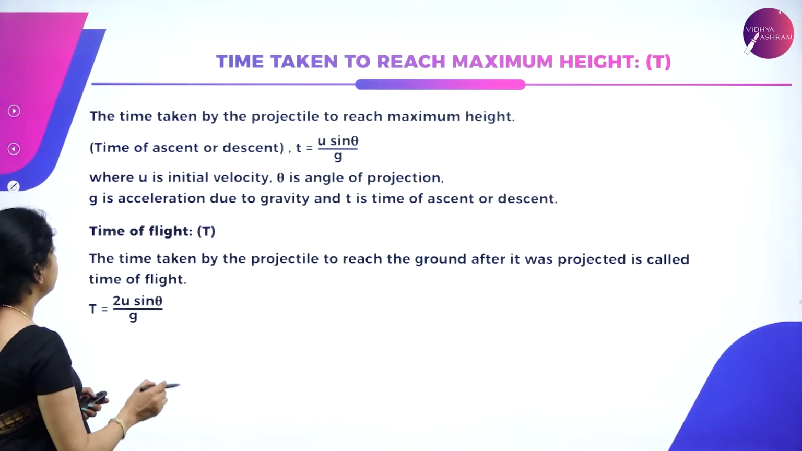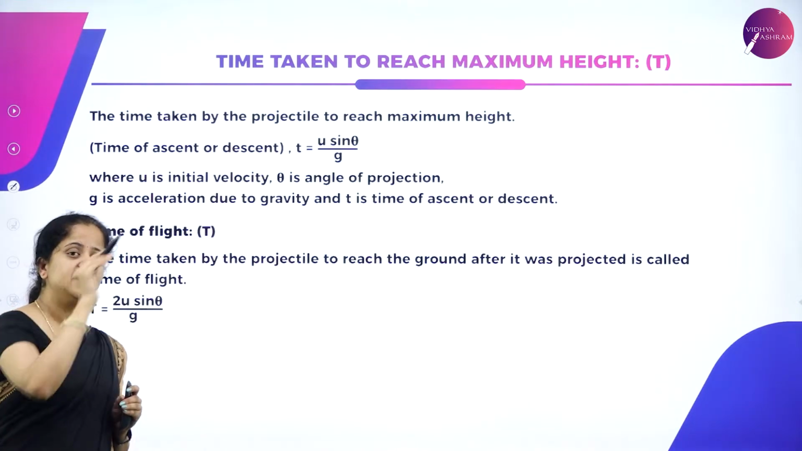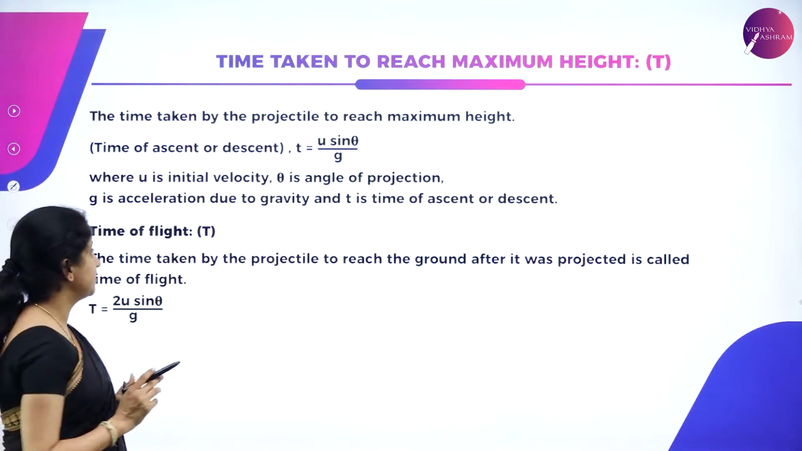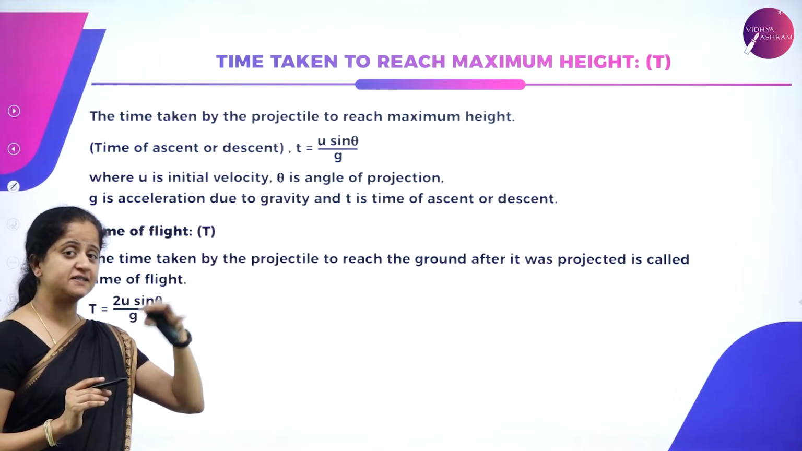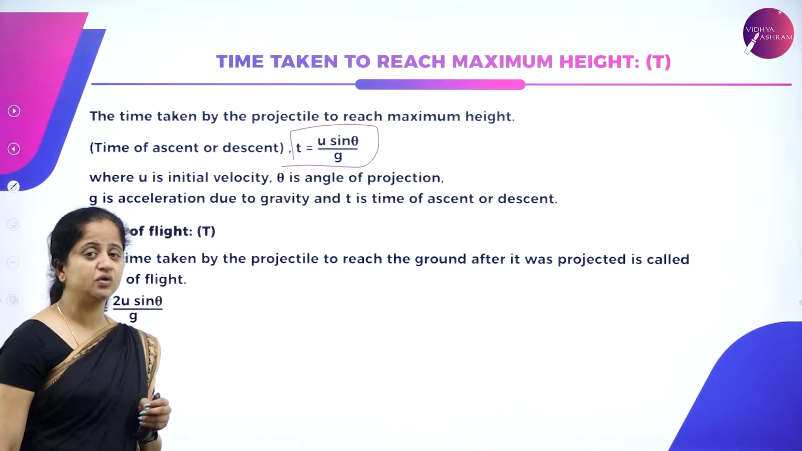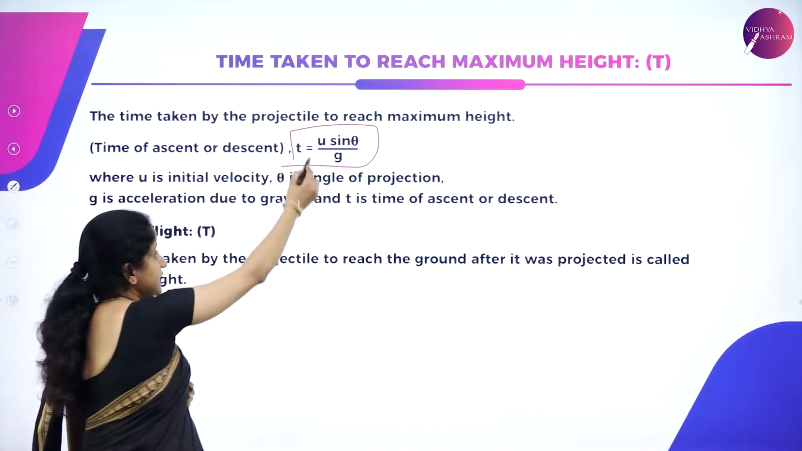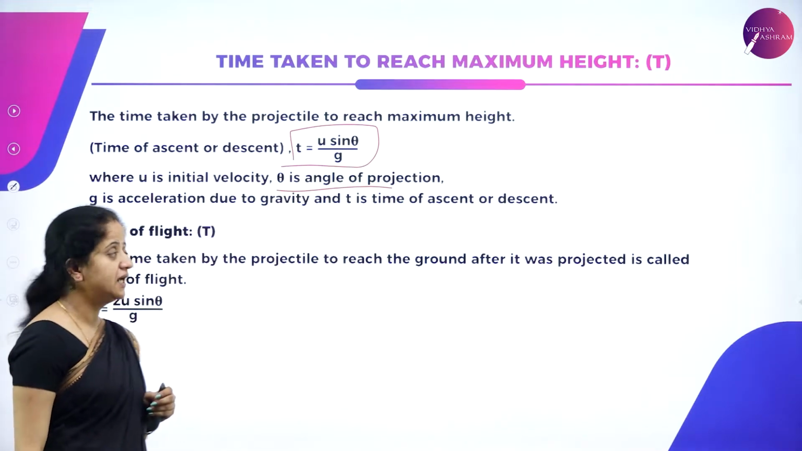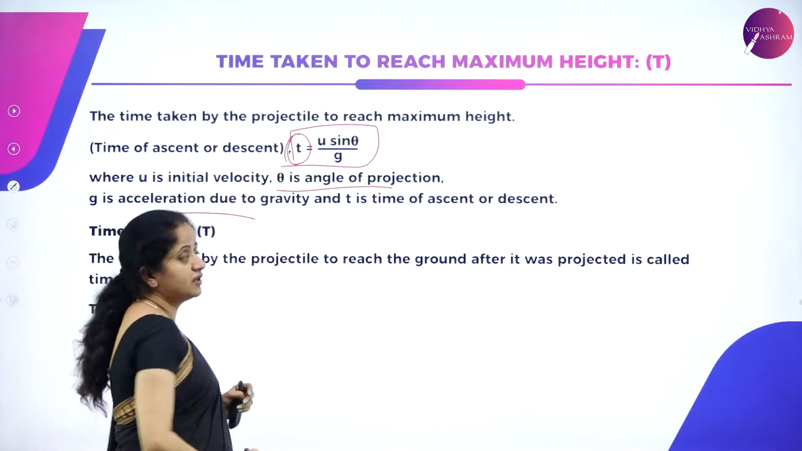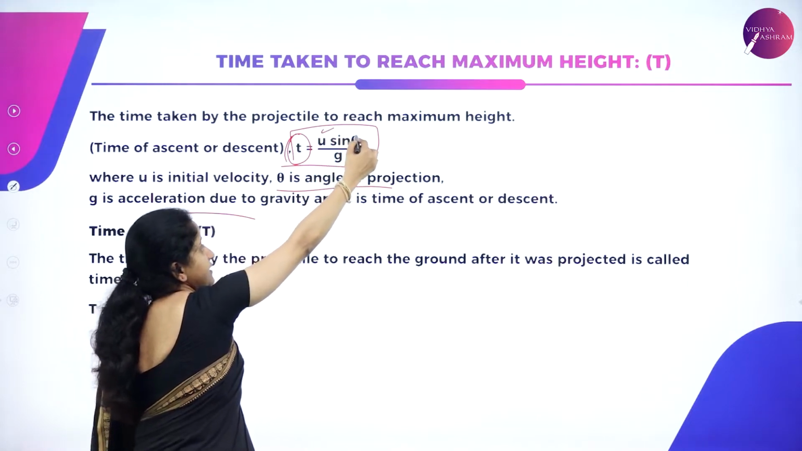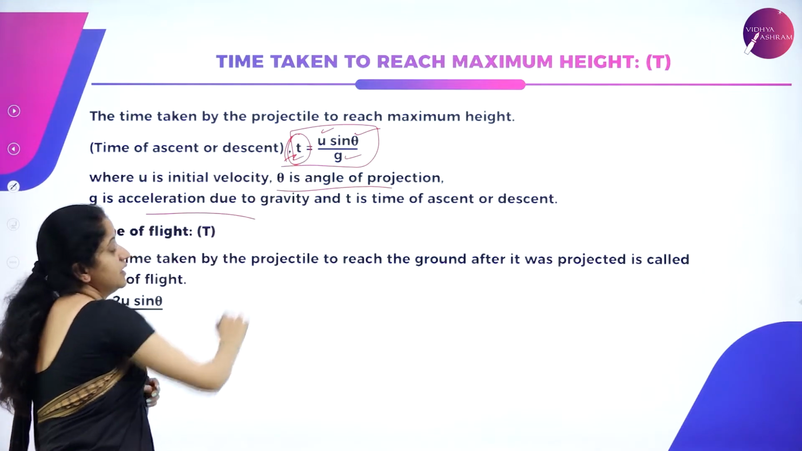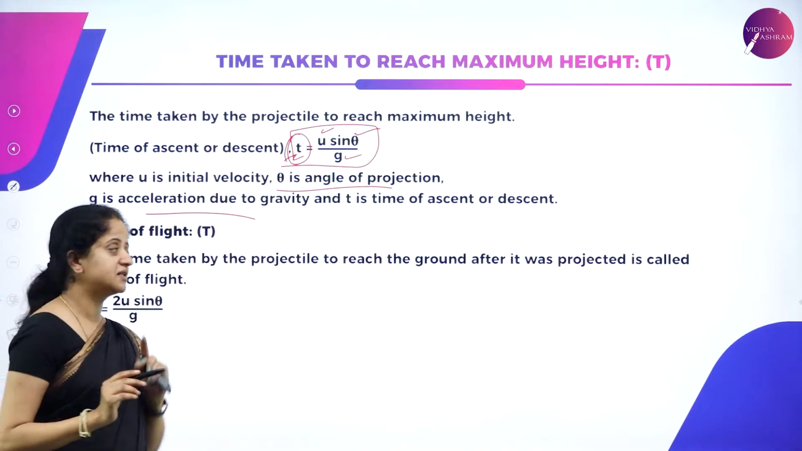So next we have the time taken by a projectile to reach the maximum height. How do we find the time taken by an object to reach the maximum height? To find the time of ascent or descent, since these two are equal, we need the formula t = u sin θ / g, where u is the initial velocity, theta is the angle of projection, and g is the acceleration due to gravity. So to find the time of ascent or descent, we require the initial velocity, angle of projection, and acceleration due to gravity. Knowing all these terms, we can find the time required by an object to reach its maximum height.